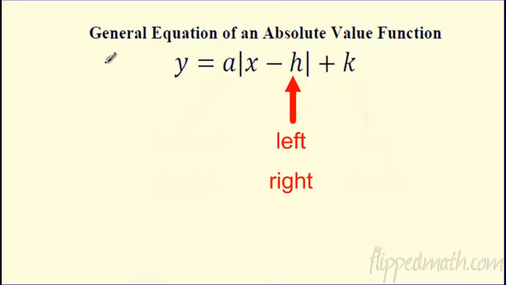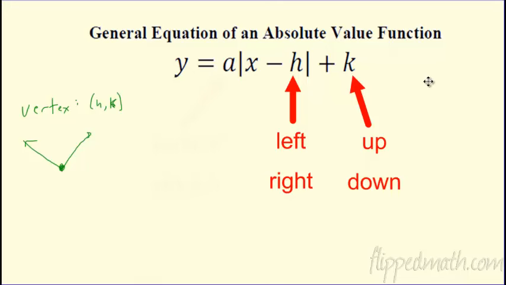So let me come out here and write that. The vertex, in this case, is h comma k, and it always is h and k. That's the vertex of it. In this case, it's the absolute value vertex, this point right here. So really, we're going to move that vertex around to get these different things. The h is going to move it left or right. What's the k going to do? It's going to move it up or down.